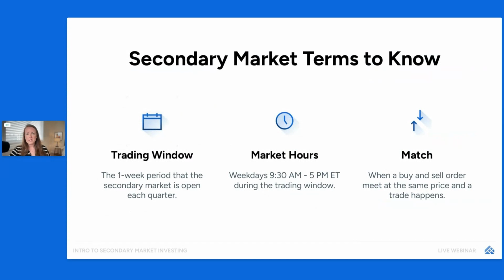All secondary market activity takes place during the trading window. And then building on that, market hours are probably a familiar term from stock market trading. On the Arrived secondary market, they are weekdays from 9:30 a.m. to 5 p.m. Eastern during the trading window. And then lastly, you're going to hear me talk a lot about looking for a match and finding a match. This is simply when shares in a buy and sell order meet or match at the same price and a trade occurs. This can happen for all of the shares in your order at once, or you can have a partial match where some but not all shares execute at the same time.